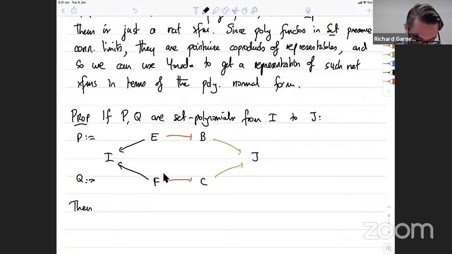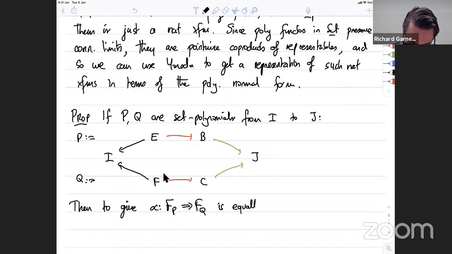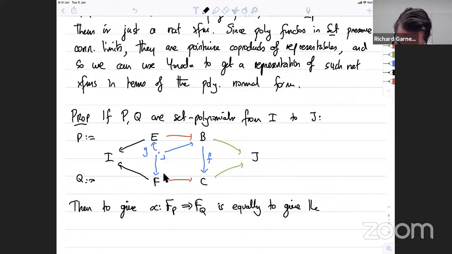Then, to give alpha from F of P to F of Q is equivalent to giving the following: a map F and a map G, the blue maps F and G above. Okay, so what's happening here? F is just a map from B to C. I then form a chosen pullback square here, so that these data are determined by that choice of pullbacks. Then from that pullback object, I give a map G here, and everything in sight commutes. So F commutes with those two maps. G makes this triangle commute and also makes this square here commute. Okay.